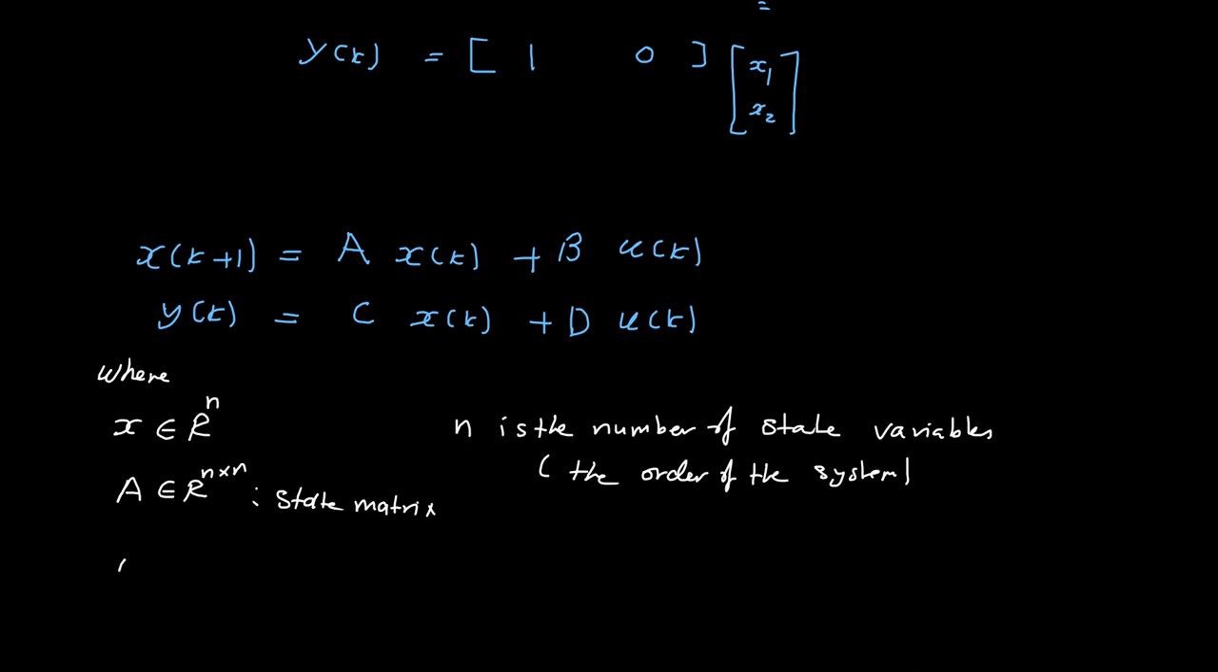U is an element of R^m, where m is the number of inputs. So simply this means that B will be an element of R^(n by m).